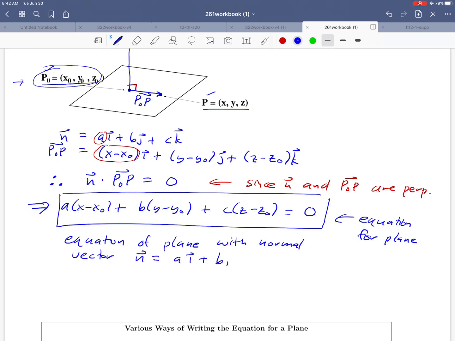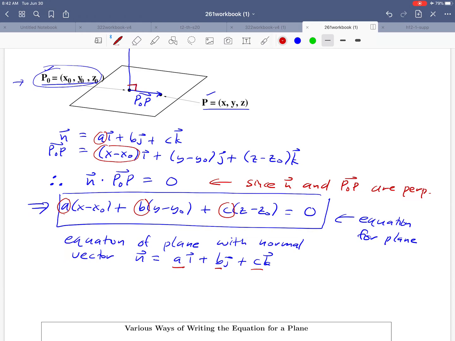ai plus bj plus ck. And the thing to maybe notice about this, this is a very useful observation. Notice where the a, b, and the c are in this formula. They're in front of x minus x naught, y minus y naught, and z minus z naught, and that a, b, and the c are the components of the normal vector. That will always be the case for a plane.